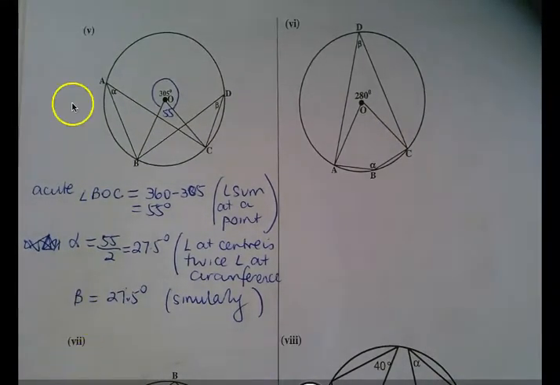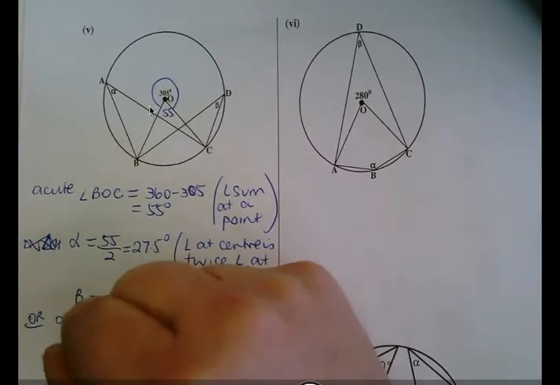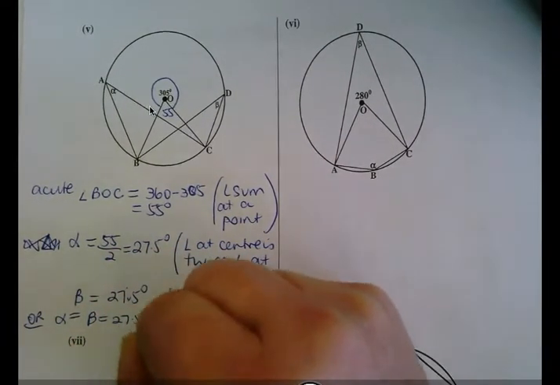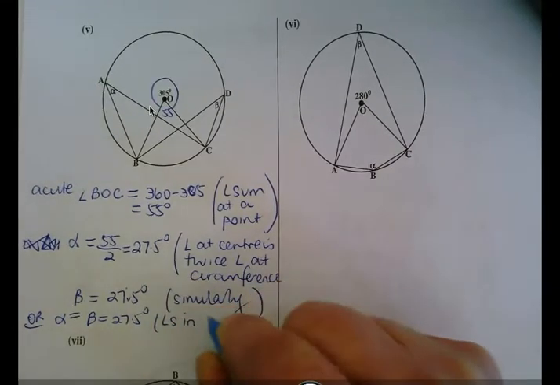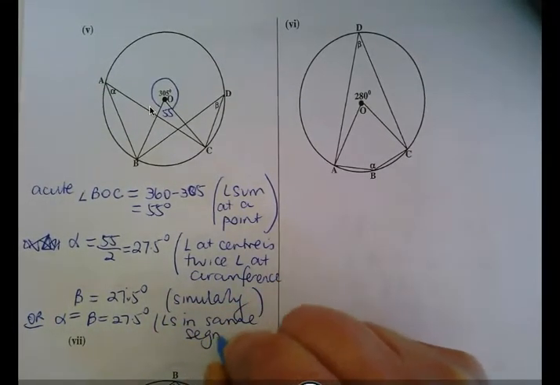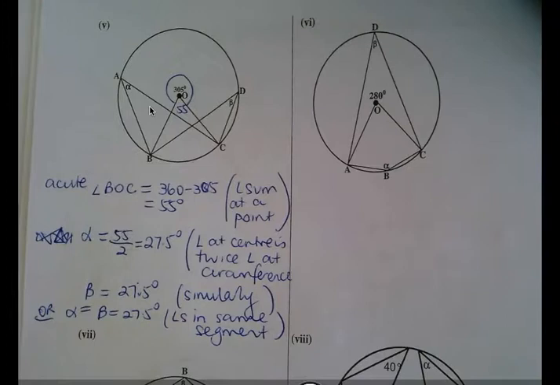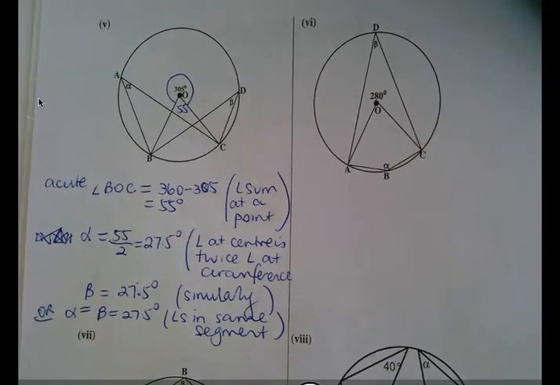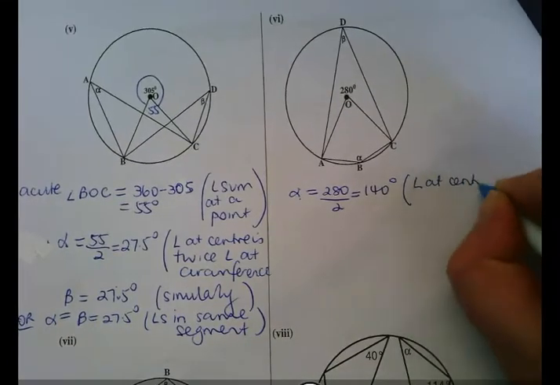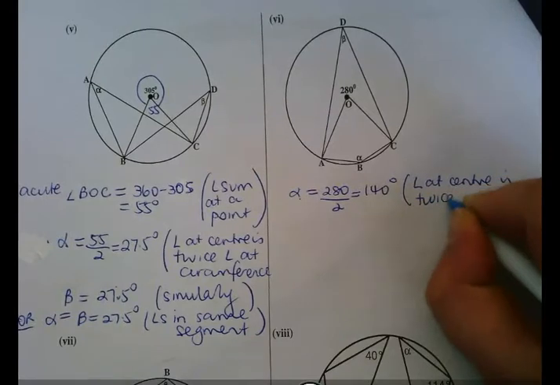Or you could have done that alpha is beta by angles in the same segment if you want. You okay? Or I could have done alpha equals beta is 27.5 degrees with angles in the same segment. So more than one way to do this. So I could have done it with angle at the center is twice angle at the circumference, or the other way. Okay?